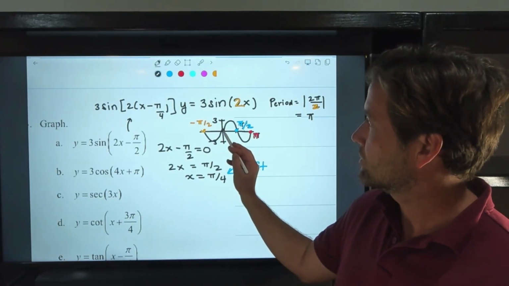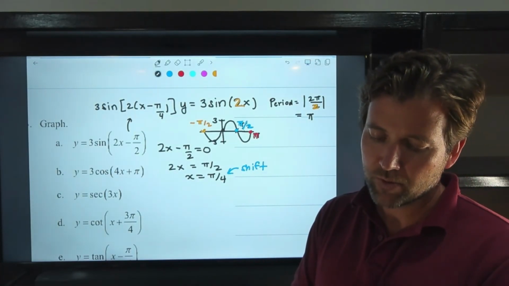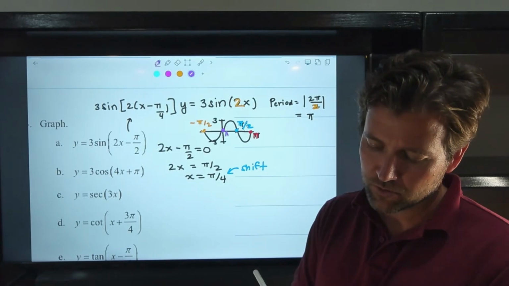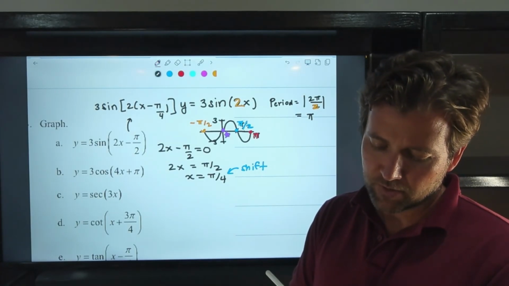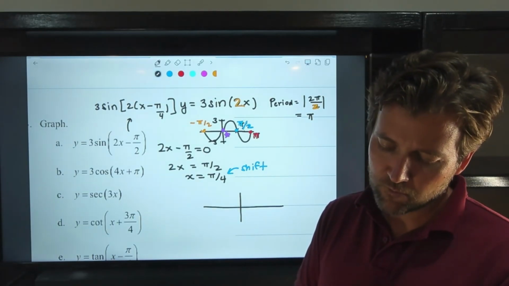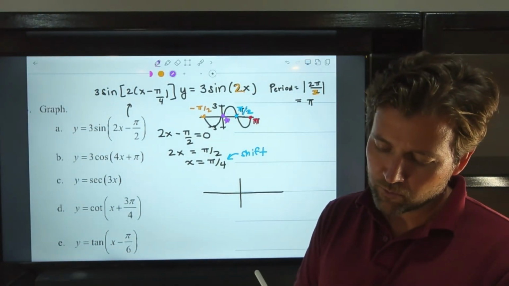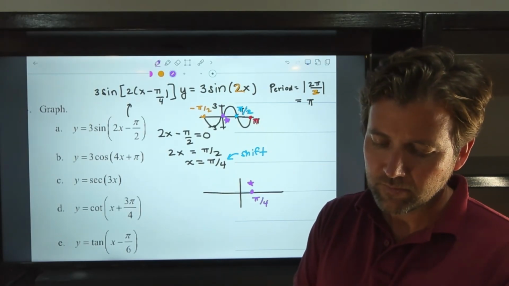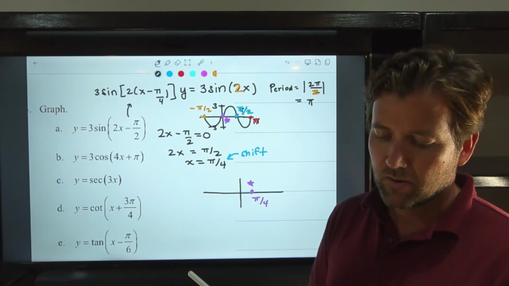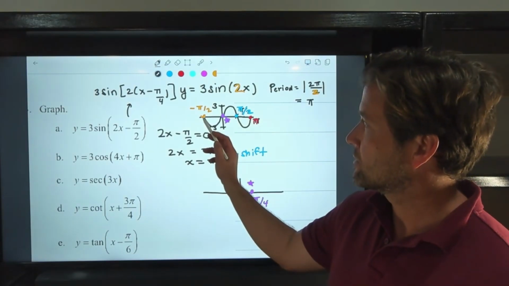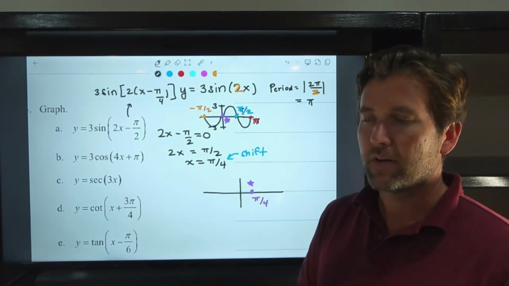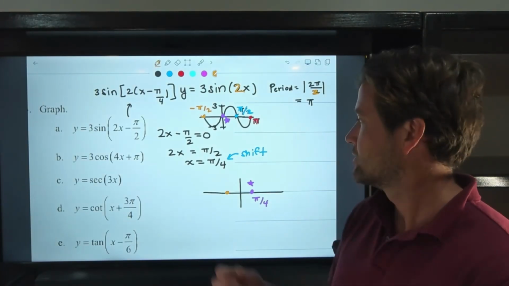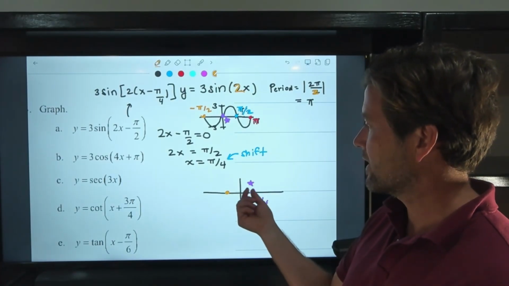See this point at the origin, 0, 0? If I shift that point at the origin, I'm going to put a little star here. Make it purple and put a star. If I shift that to the right pi over 4, that purple point will be right here. Now, negative pi over 2, if I shift that to the right pi over 4, negative pi over 2 plus pi over 4 will be negative pi over 4. So these x-intercepts are the same distance away from the y-axis.